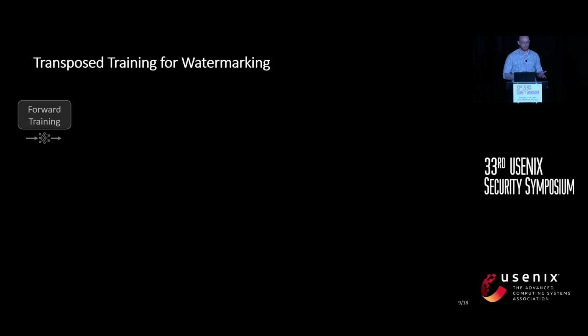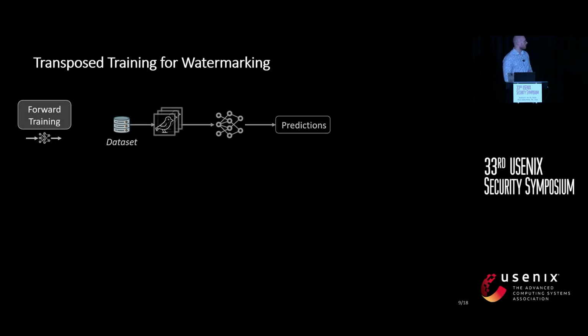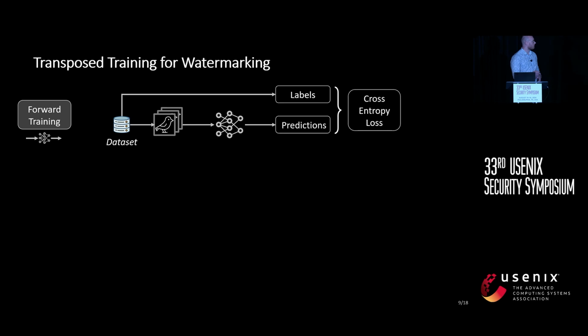Everyone knows regular forward training. We call it forward training, which is regular machine learning training. You have some samples from a data set, you feed them into the model, you get the predictions, compare them to the labels by using a loss function, for example, cross entropy.